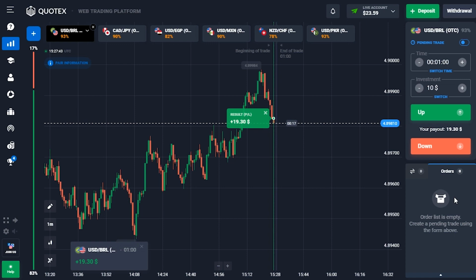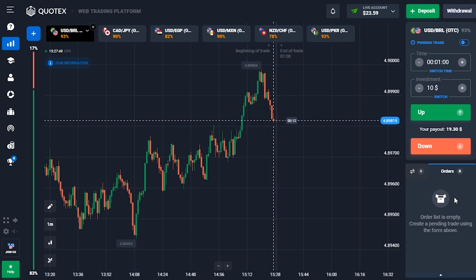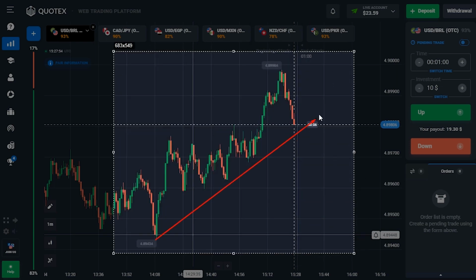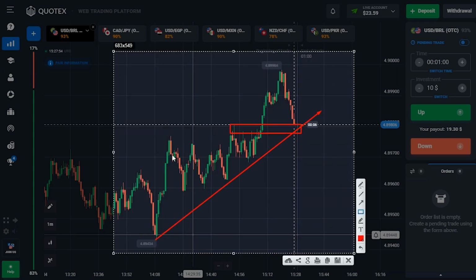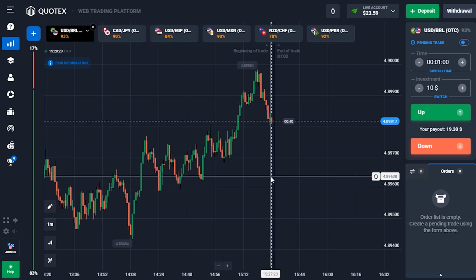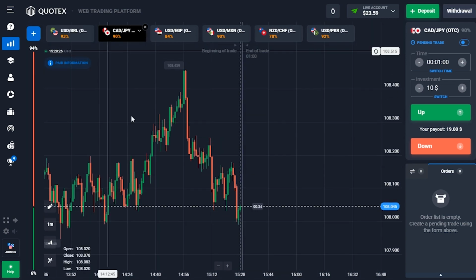Great, my first trade is profitable. And as we can see, I managed to predict the price movement. As we can see, the price has reached the support level, and in a few minutes, it will begin to turn around. Let's move on to the next currency pair.